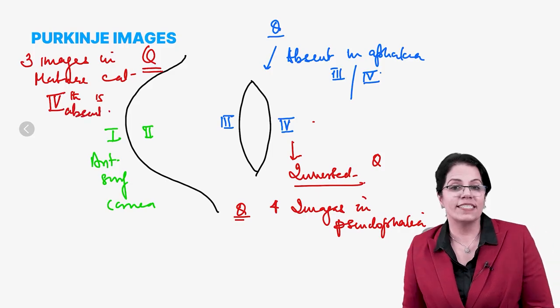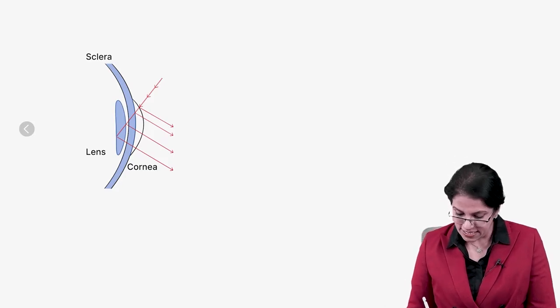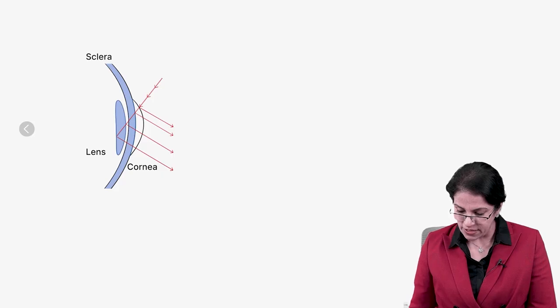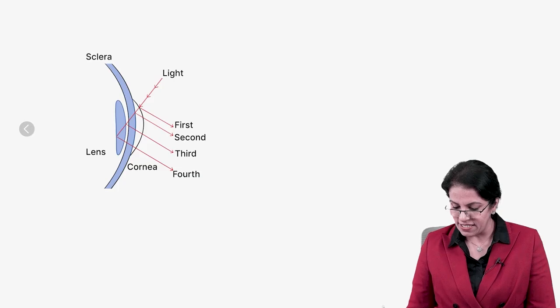Hope this is absolutely clear. So have a look. This is the cornea. This is the lens. So here we are just showing you, if this is the light which is falling, the first, second is on the cornea, 3rd and 4th on the lens.